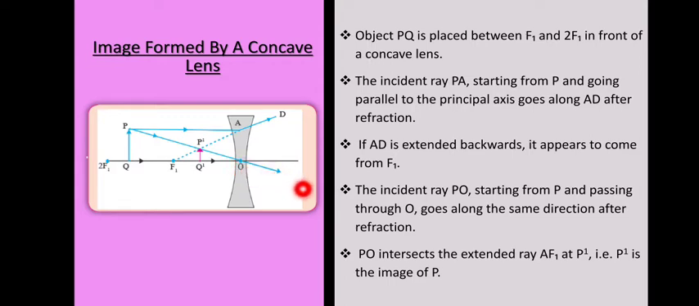Now the incident ray PO, starting from P again and passing through O, goes along the direction without getting refracted. So it will follow the same line. So PO will intersect here. Can you see? This imaginary line and this incident ray are intersecting at one particular point, correct? So at P1 it is intersecting, and that P1 is the image of P. So here the image of P is formed. So Q1 will be formed here. Followed, students?